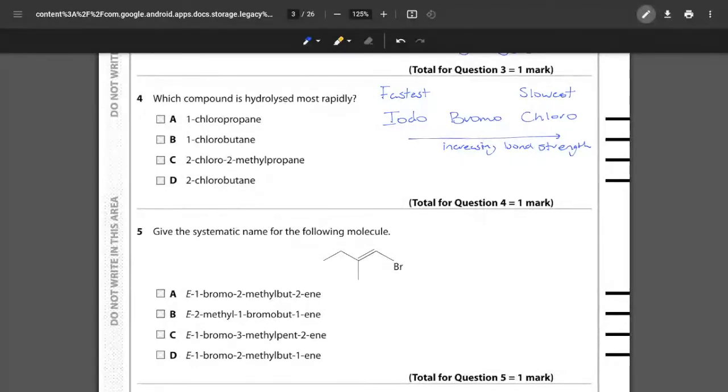But we must also think about the structure, and we can have tertiary being the quickest, followed by secondary, followed by primary. So when we take both of those two things together, we can see they're all chloro, so it's going to be related to our structures. If we have 1-chlorobutane and 1-chloropropane, both of these are primary structures, so they're going to be the slowest. That leaves us with C and D. And 2-chlorobutane is a secondary, whereas 2-chloro-2-methylpropane is a tertiary structure. Therefore, that is going to be our fastest.